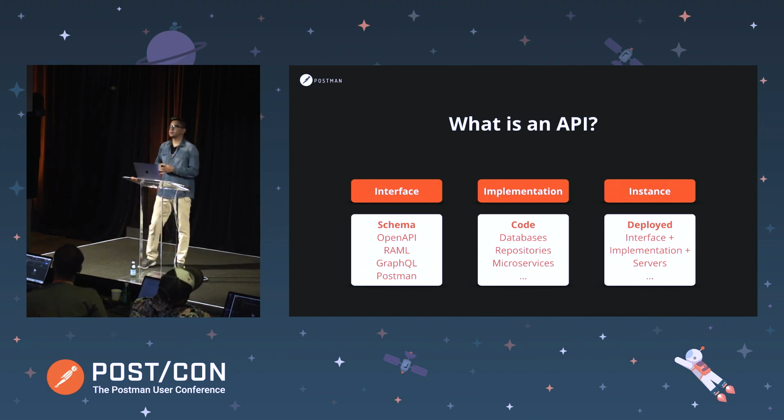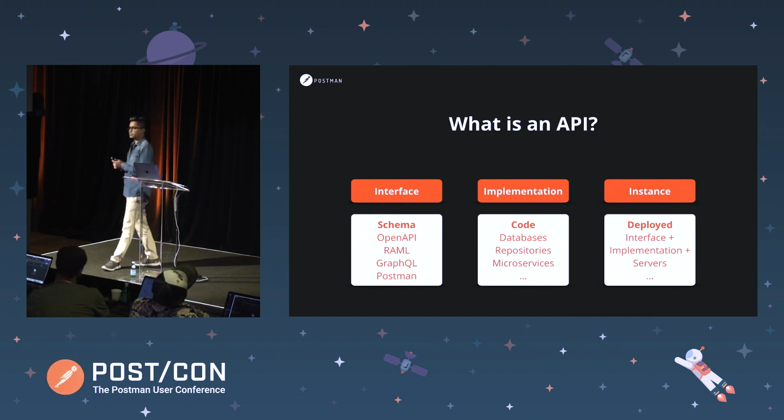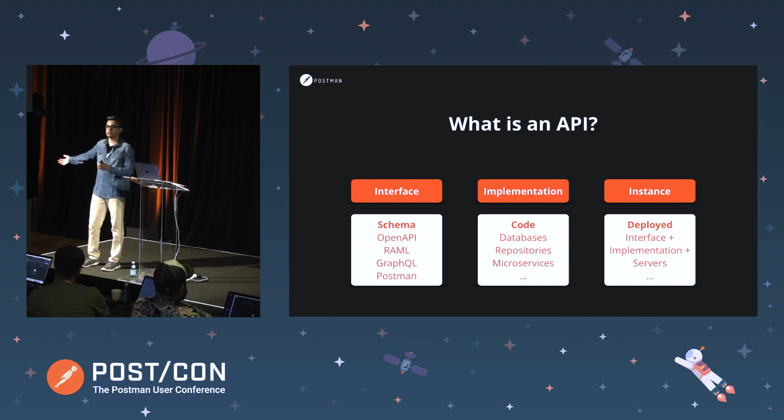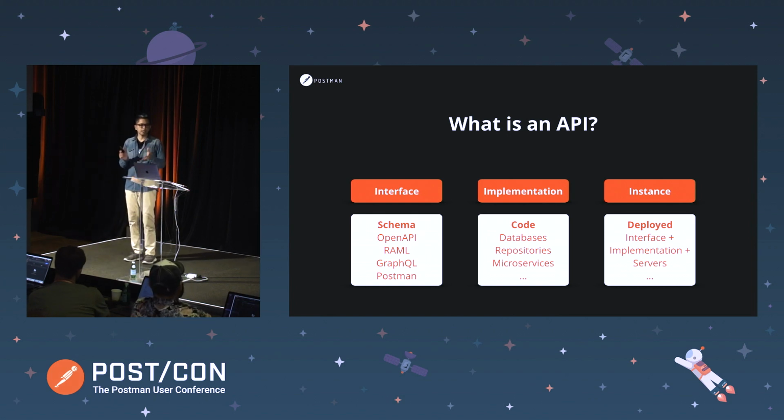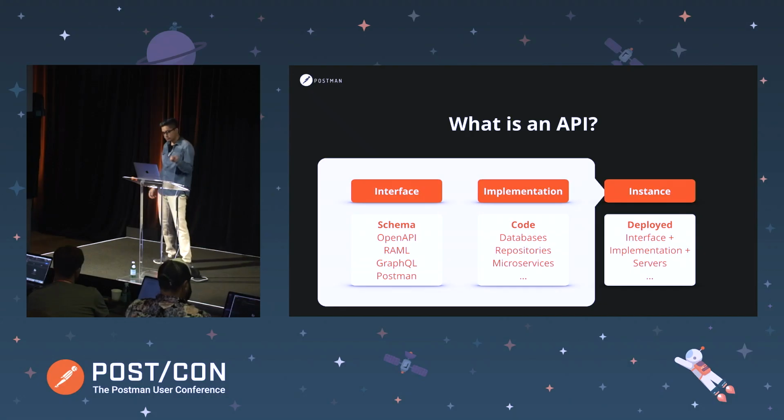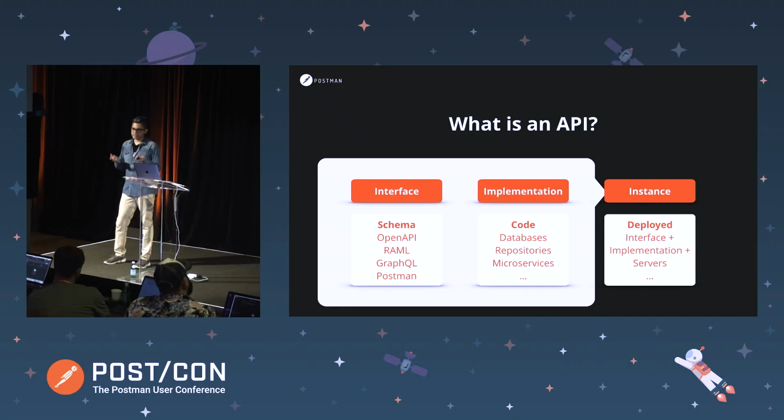The implementation would be how they actually build the internal workings of the implementation. And the instance would be api.github.com or github.com/API, where you have the interface plus instance, and you might have multiple instances. You might have a staging instance, a beta, you might have a production, you might have multiple versions of the instance, and so on. So the interface and implementation combine into the instance.